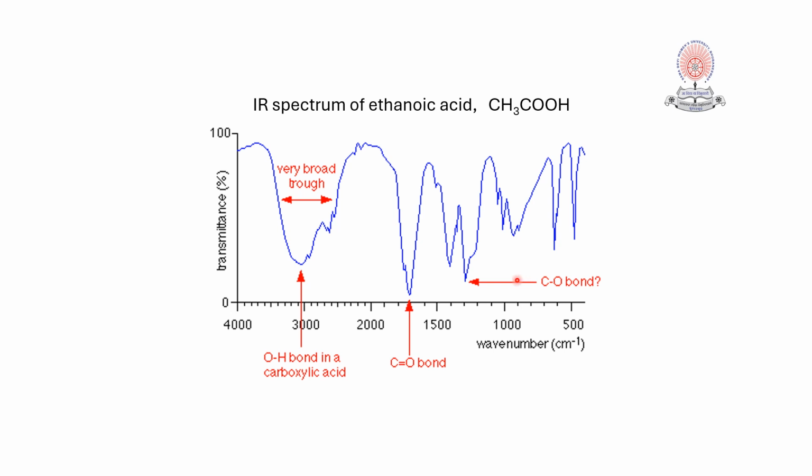This image shows the IR spectrum of ethanoic acid. So by interpreting the spectrum, the presence of the OH bond, the C=O bond, that is the carbonyl group, and the C single bond O can be ascertained. So based on this, we can know the composition of the sample.